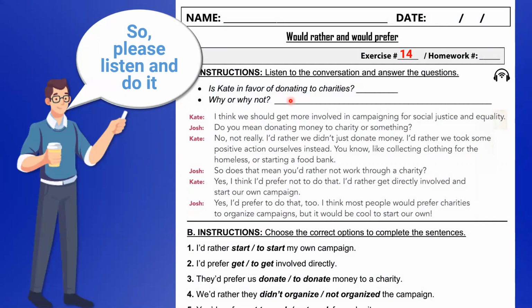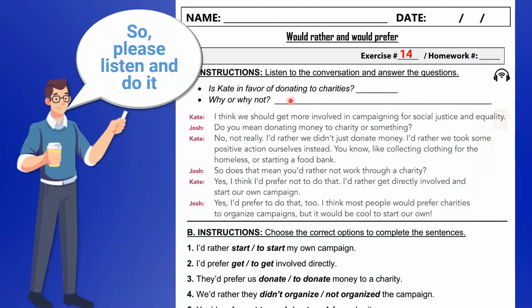I think we should get more involved in campaigning for social justice and equality. Do you mean donating money to charity or something? No, not really. I'd rather we didn't just donate money. I'd rather we took some positive action ourselves instead. You know, like collecting clothing for the homeless or starting a food bank.